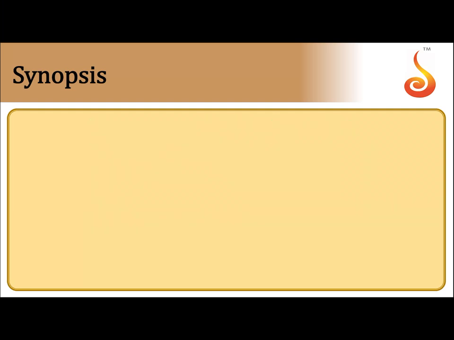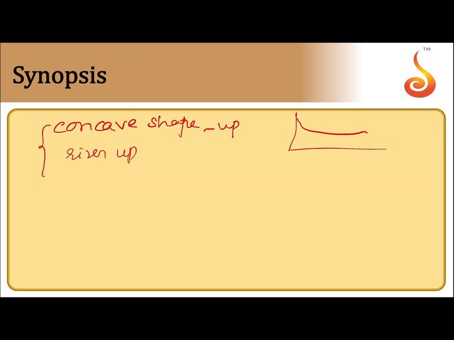Suppose I consider a concave shape. Outside it is concave. For example, this is the shape. Then the liquid rises up. That means this time theta is less than 90 degrees. You may notice that this theta is less than 90 degrees. So the angle of contact theta is less than 90 degrees if the concave shape is up and the liquid rises up.